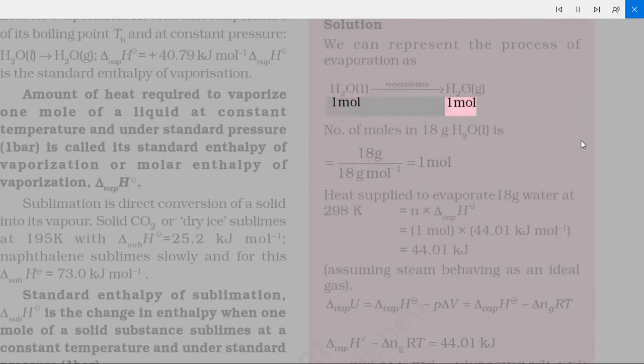1 mol → H2O(g), 1 mol. The number of moles in 18 g H2O(l) is 18 g divided by 18 g mol⁻¹, which is 1 mole. Heat supplied to evaporate 18 g water at 298 K is equal to n times ΔvapH, which is 1 mol times 44.01 kJ mol⁻¹, equal to 44.01 kJ.